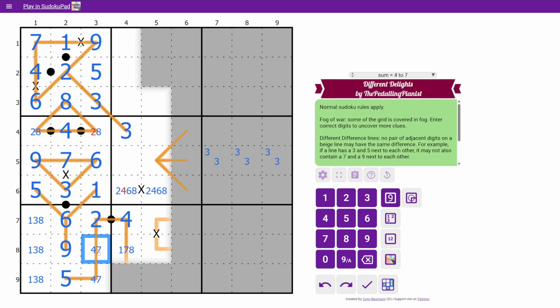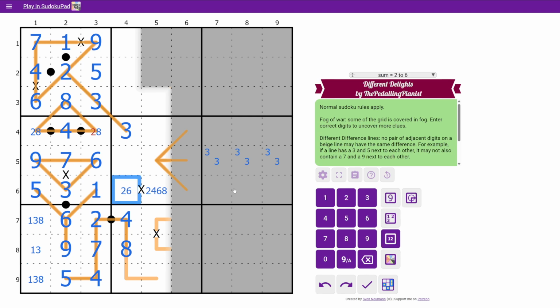So this can't be a 4 because it's already had a difference of 2. So it's a 7, a 4. And now we've already had a difference of 3, so it's an 8. Got another X there. This can't be 4 or 8. Therefore this can't be 2 or 6.